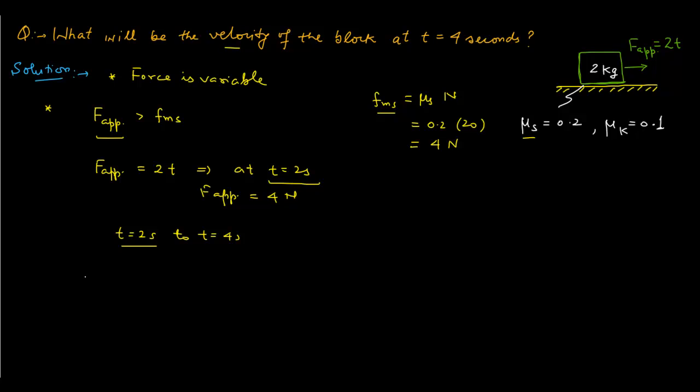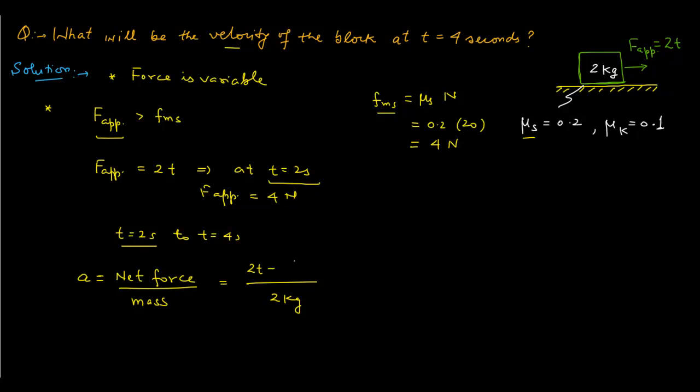Now we will go for the acceleration of the block. Now what is the acceleration of the block? It is equal to net force, means net external force, divided by mass. About mass, it is clearly visible that it is 2 kilogram. But what about net force? Most of the time students commit a mistake here. They write this as F(t) minus FMS.